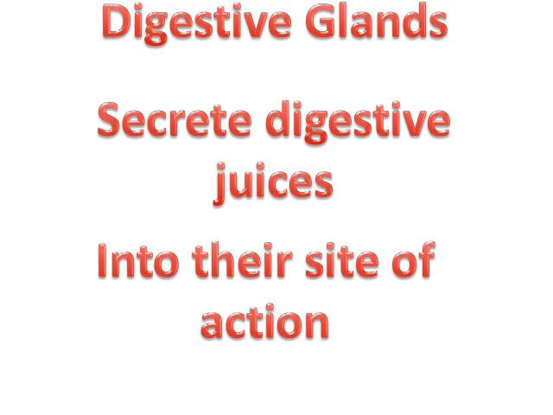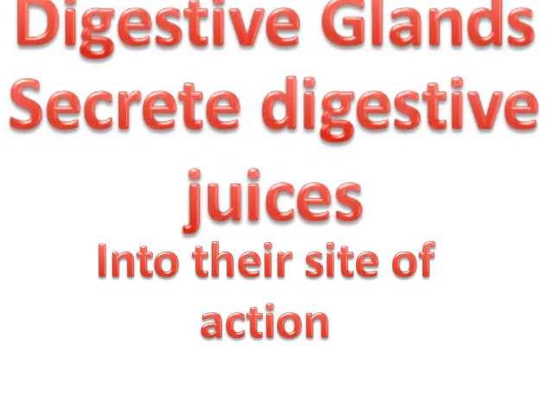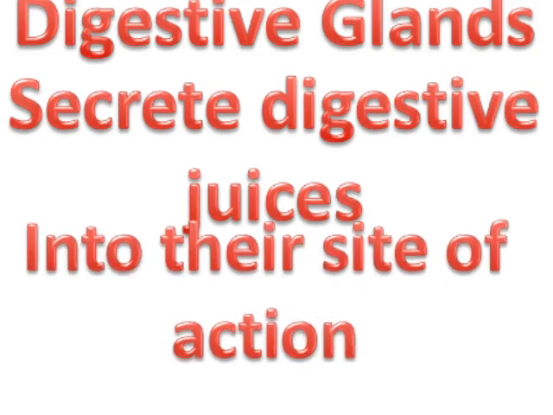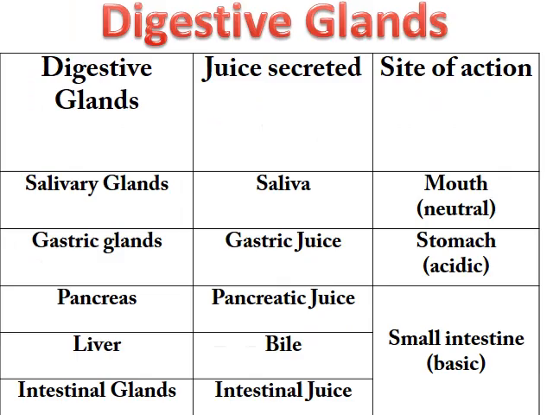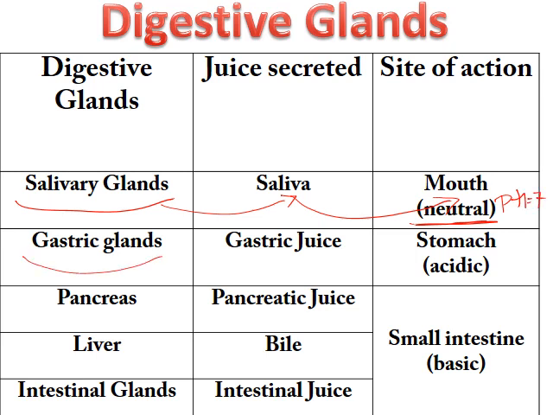So let's move to the function of the digestive glands. Digestive glands are known to secrete digestive juices into their site of action. First, salivary glands. What do they secrete? They secrete saliva at the level of the mouth, where it is neutral, meaning that pH is equal to 7. Gastric glands secrete gastric juice at the level of the stomach, where it's acidic, meaning that pH is less than 7.